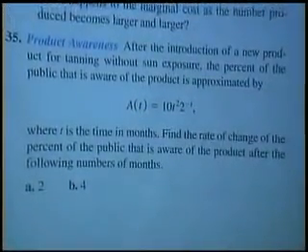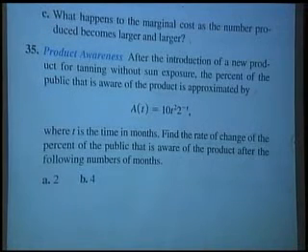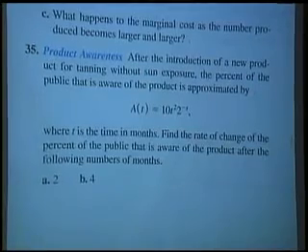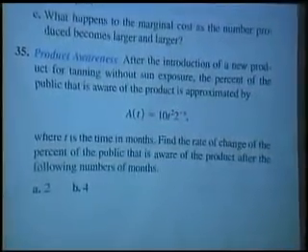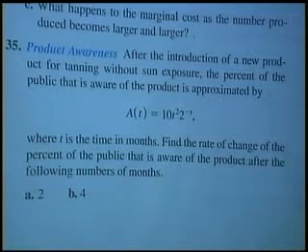All right. It says after the introduction of a new product for tanning without sun exposure, the percent of the public that is aware of the product is approximated by this equation. Okay? A of t equals 10 times t squared times 2 to the minus t, where t is in months. Find the rate of change of percent of the public that is aware of the product after the following number of months. Okay? And I'm going to go ahead and ask some other questions as well, not just the one that's posed here.